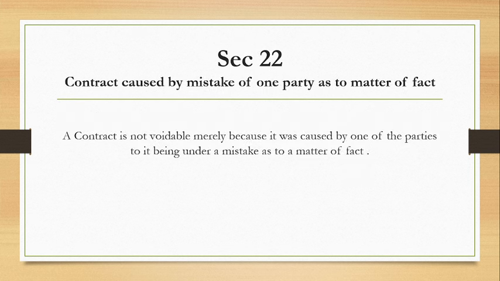Section 22, contract caused by mistake of one party as to matter of fact. Here also, there is a promisor and a promisee. If the promisee enters into a contract with the promisor and was not aware of all the details of the matter of fact, the contract is not voidable at the wish of the promisee, because he says that he did not know the matter of fact completely. After entering into the contract, it is not possible to retrace from that or make the contract voidable.